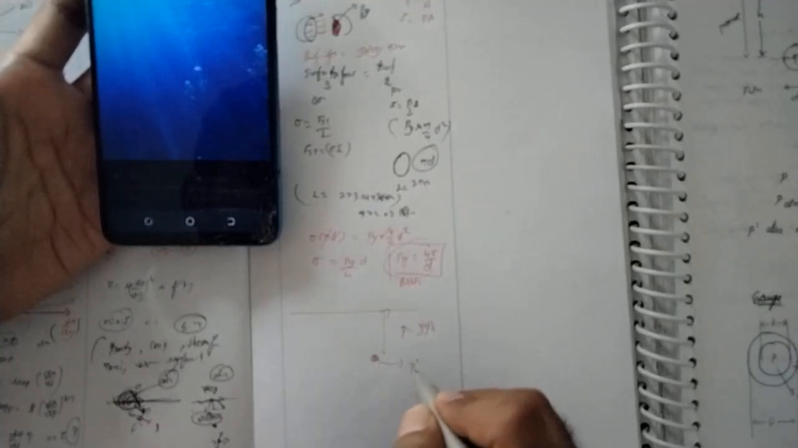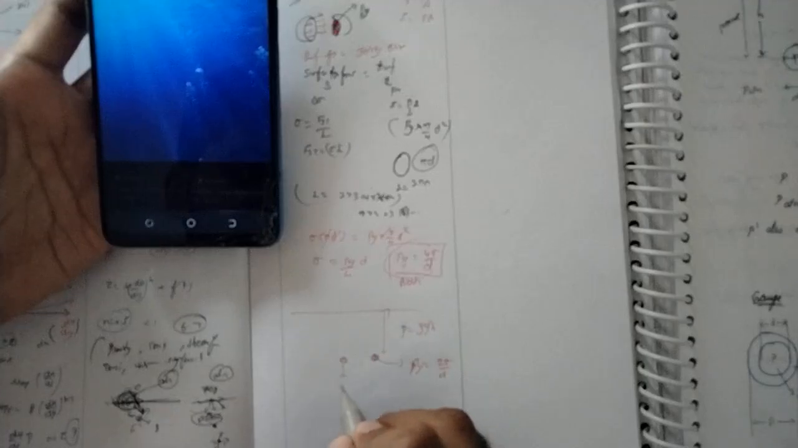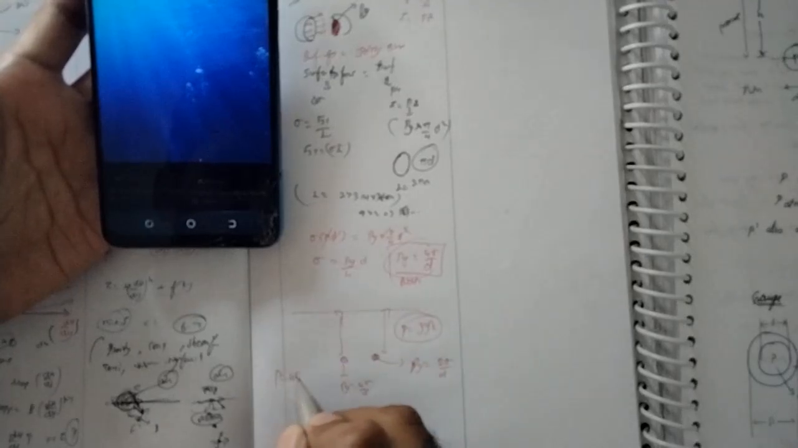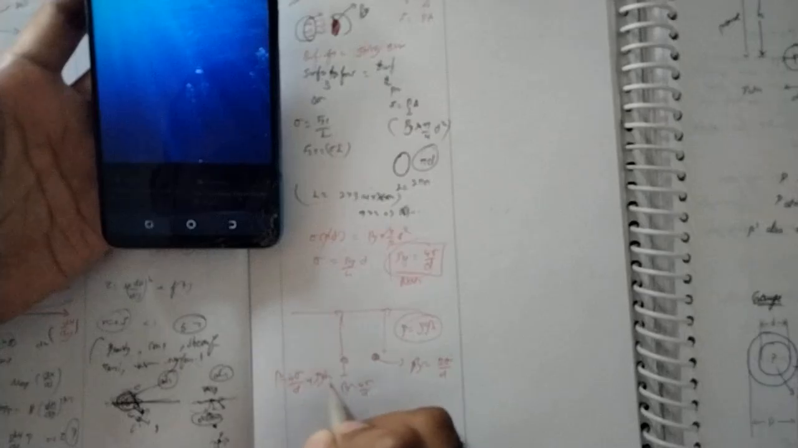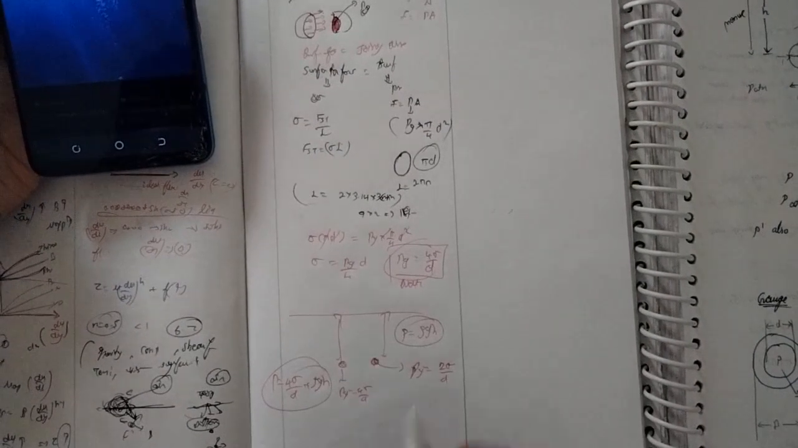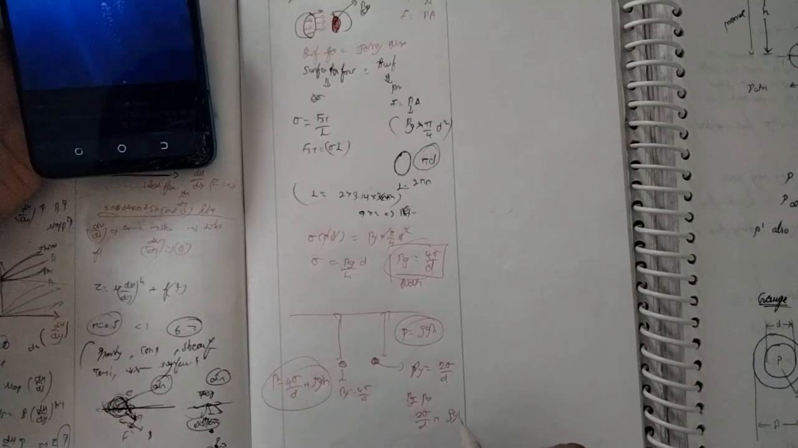So this is an air bubble: gauge pressure of an air bubble equal to 2 sigma by d. Here it's a water bubble, so Pg equal to 4 sigma by d. And what is the total pressure? This total pressure P equal to 4 sigma by d plus rho gh. Okay, this is the water. So if air, P equal to Pg, it means 2 sigma by d plus rho gh.